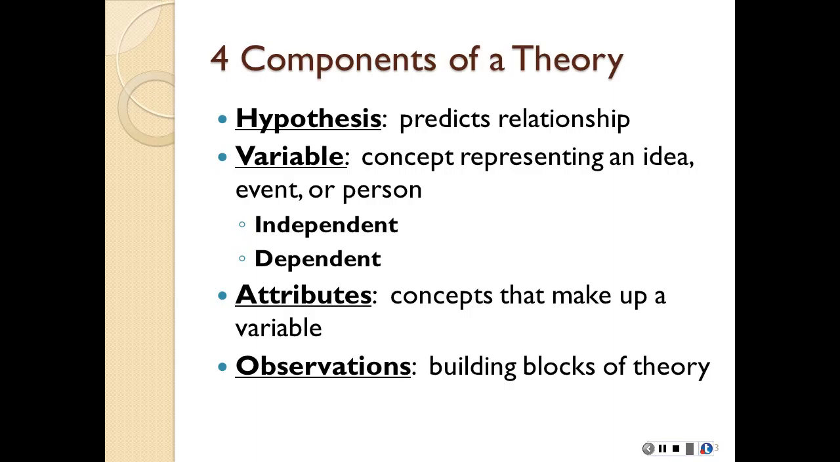Now, the second component is a variable. A variable is a concept. It's an idea that represents something in reality. So we use our hypothesis to predict relationships between variables. Now we can have independent or dependent variables. Independent variables, in epidemiology, we frequently refer to as risk factors. Okay? So I will use these words interchangeably.